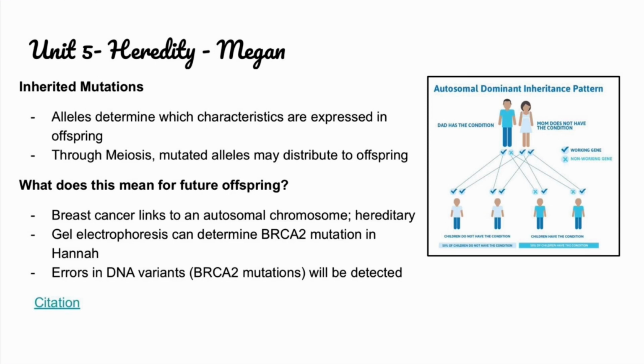In the lab, we learned that breast cancer links to chromosomes 13 and 17, which are autosomal chromosomes. Because of this, it is important that Hannah gets tested for the BRCA2 mutation, as it may be passed down to her future children. Thankfully, gel electrophoresis can detect if Hannah has accumulated the BRCA2 mutation.